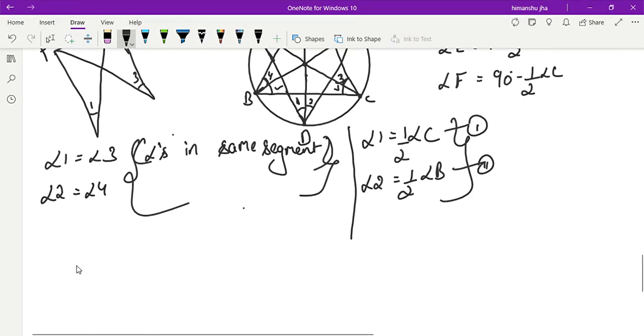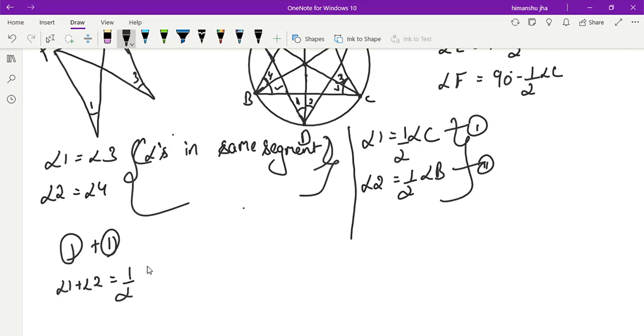Now add 1 and 2, equation number 1 and equation number 2. Angle 1 plus angle 2 is equal to half of angle B plus angle C, half common. Angle 1 plus angle 2 is angle D. Right? Angle D is equal to half of angle B plus angle C.